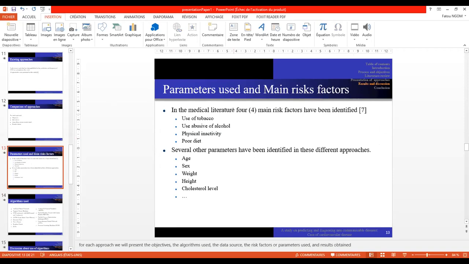Now, in the medical literature, four main risk factors have been identified: use of tobacco, abusive use of alcohol, physical inactivity, and poor diet. So, several other parameters have been identified in these different approaches presented in the paper, like age, sex, weight, height, cholesterol level, and other parameters. We have identified 26 parameters used in these approaches.